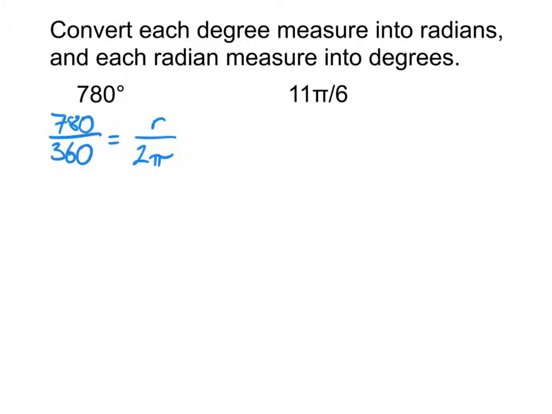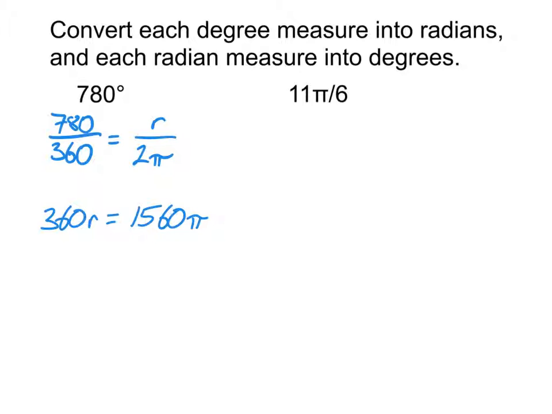Now, of course, we're going to cross multiply. So we're going to do 360 times R, that, of course, is just 360R. And then we're going to do 780 times 2 pi. Now, remember when doing 780 times 2 pi, I'm going to leave the pi in there. So I'm going to call that 1560 pi. I don't want to calculate it out as a decimal with the pi multiplied in. That's going to throw things off.